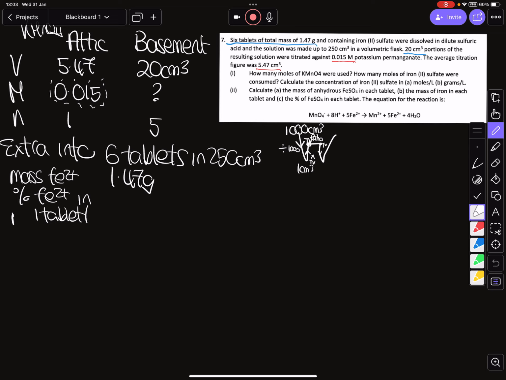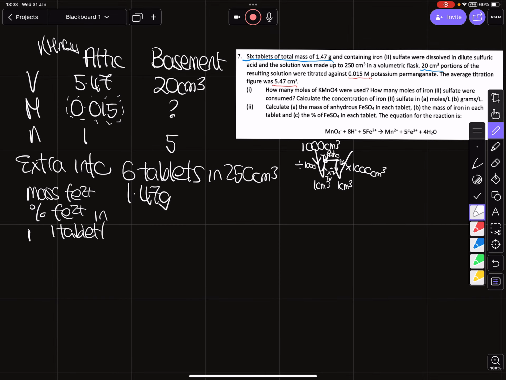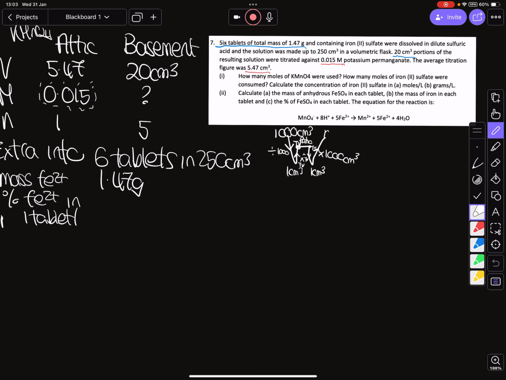We have to go down, so again, going down is always a division, and that's going to be by the titer volume to give us what's in 1 centimeter cubed. And finally, we're going up. We're going to multiply this by 1,000 to find out what is in 1,000 centimeters cubed. We then will use our mass triangle to turn it into a mass of iron. Okay, and then we'll worry about the ending.